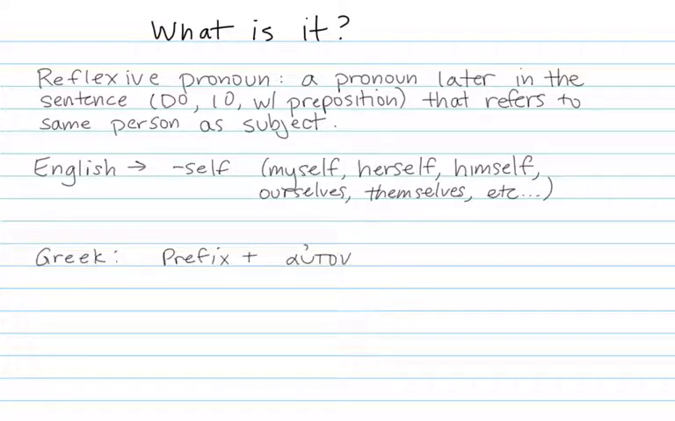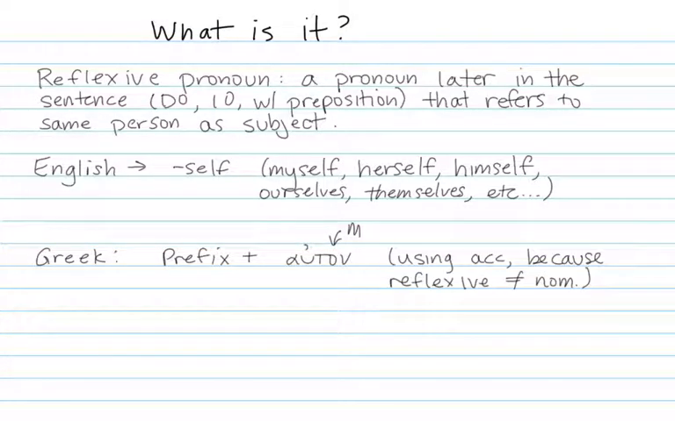In Greek, you put a prefix before some version of auton. Recall that auton is the masculine accusative. There are different forms for the feminine and the neuter. We're using the accusative because by definition the reflexive does not exist in the nominative.